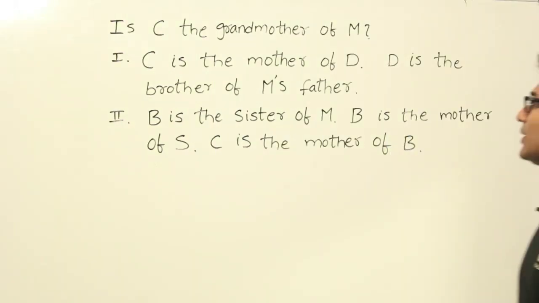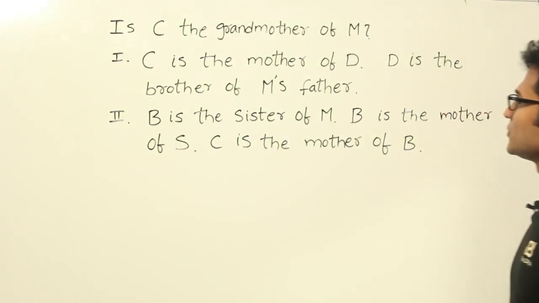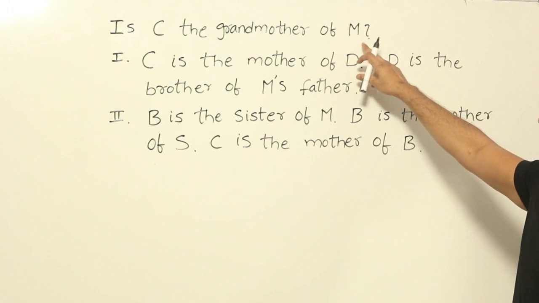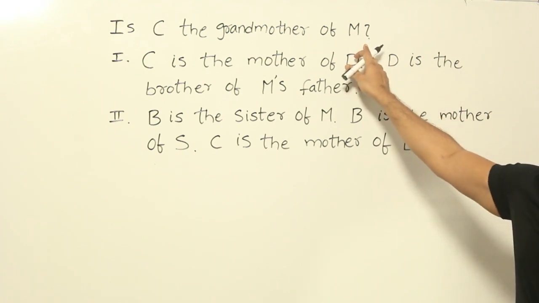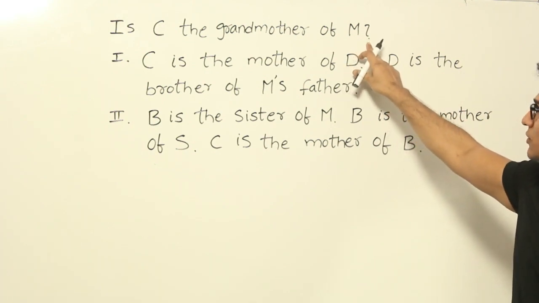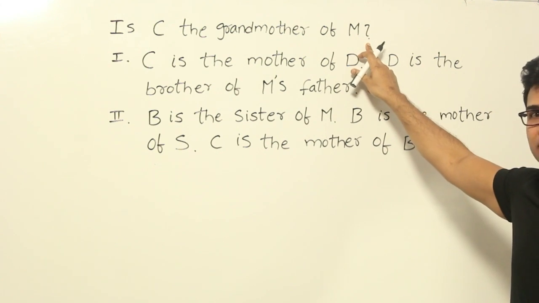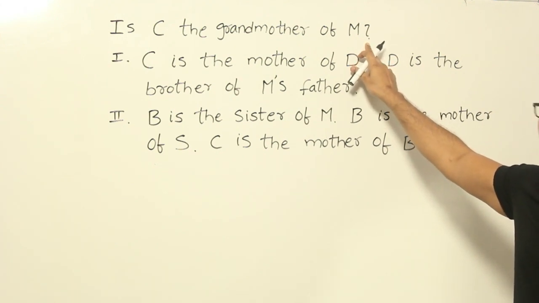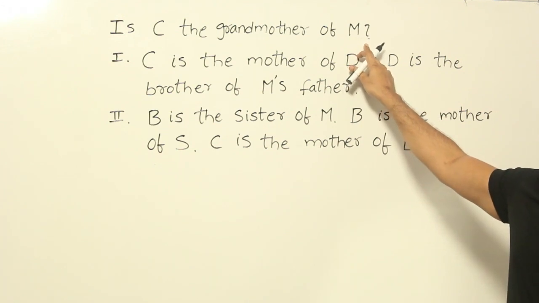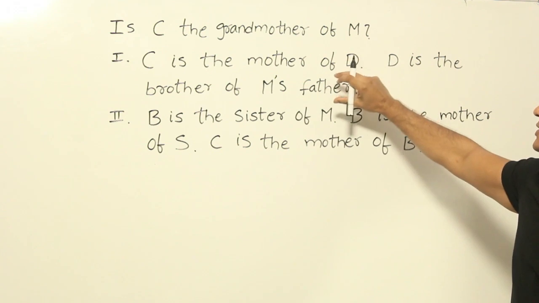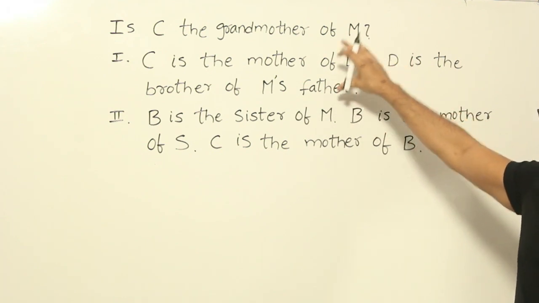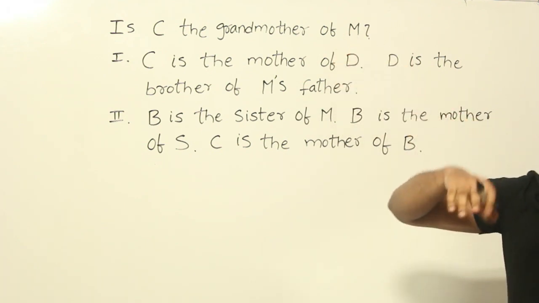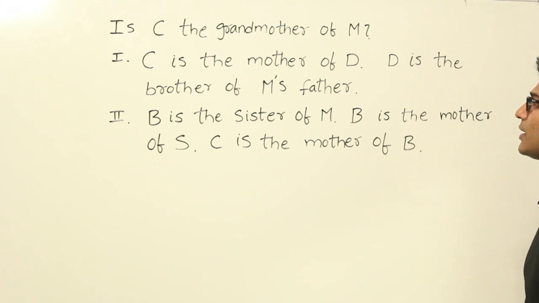Now let's see this question. Is C the grandmother of M? In order to answer this question, the answer could be either yes or no. So using the information, if you are able to say yes or if you are able to say no, you can say that information is useful, right? But if you are not able to say either yes or no, then only you can say that information is useless, right? Now let's see, using the information given in statement 1, will I be able to say yes or no for this question.